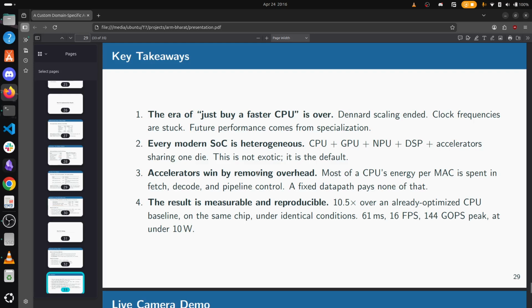The reason accelerators win is because they remove the overhead. Like we discussed, most of the CPU's energy is spent in fetching the instruction, decoding the instructions, controlling the pipeline, et cetera. If we have a fixed data path, then we don't have to do all this fetching, decoding, and pipeline control. And we saw that we can easily get a 10.5x optimization over an already optimized CPU code. The CPU code was highly optimized already. It was written by OpenCV professionals, professional software engineers.